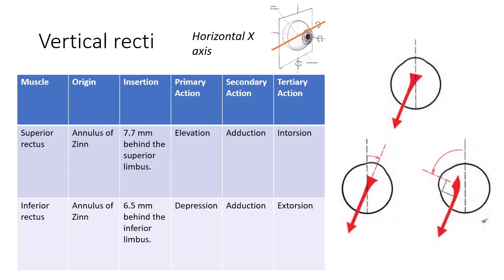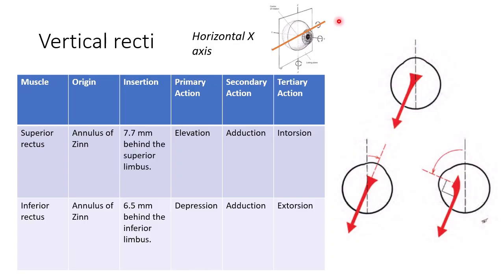Now comes the vertical recti. The vertical recti are the superior and the inferior recti. Now these muscles are not so simple. Origin is simple. It is from the annulus of Zinn, and the insertion is 7.7. This one is 7.7. This one is 6.5. Now, what is the axis of action of these muscles? It is the x-axis, the horizontal x-axis. The movement is vertical, so naturally it will be about the horizontal x-axis.